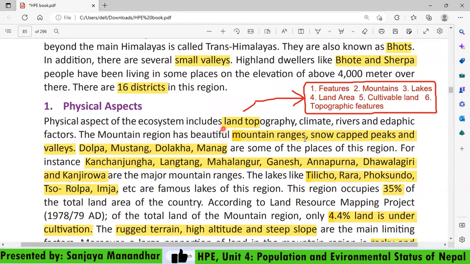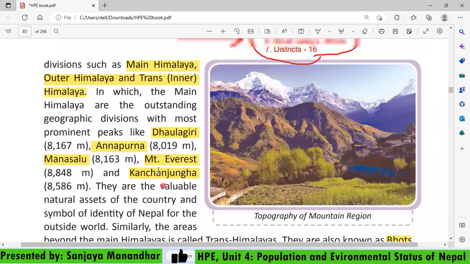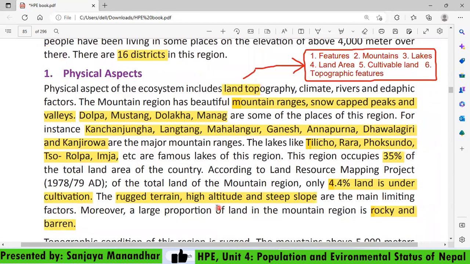So now let's see. First, I have written one feature here. Features means you can see mountain ranges, snow-capped peaks, and valleys are there. So in mountain region, what type of features are there? Physical features: mountain ranges are there, snow-capped peaks are there, and different valleys are there. Second number, I numbered here two. What types of mountains are there? Look here. Kanchanjunga, Langtang, Mahalangur, Ganesh, Annapurna, Dhaulagiri, Kanjirowa, and other mountains I have told here as well. So you can list the mountains.